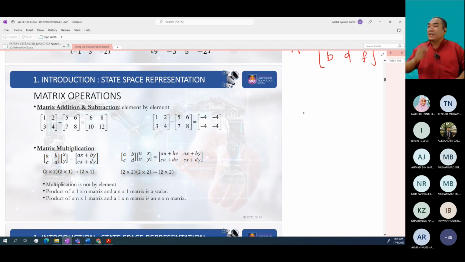Okay, let's move on to understand about the matrix operation. So I believe that most of you have learned this in your matriculation dulu kan. Okay, macam mana nak tambah matrix, how to subtract between two matrices.